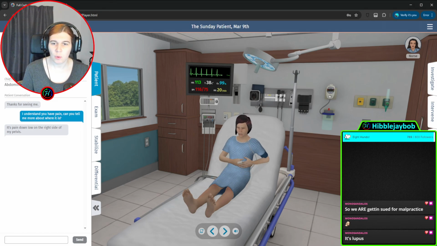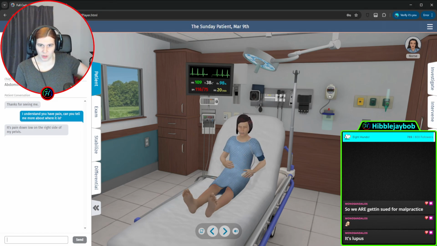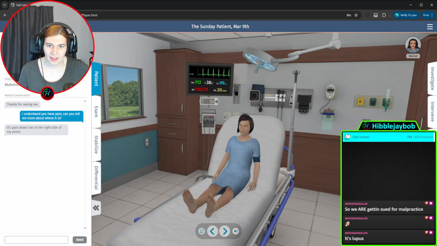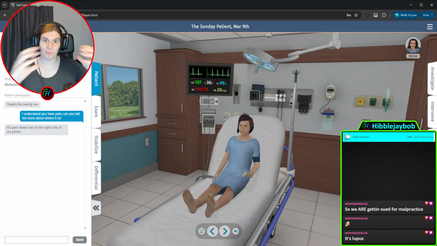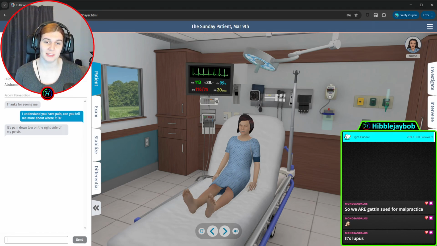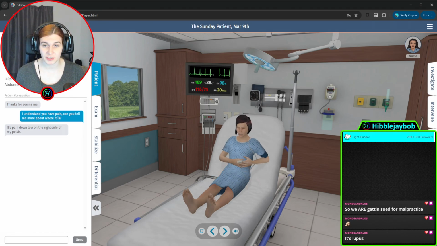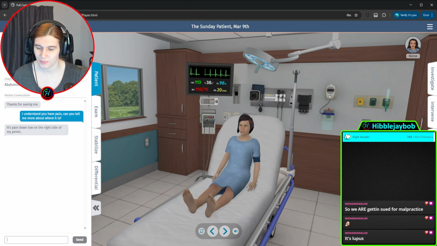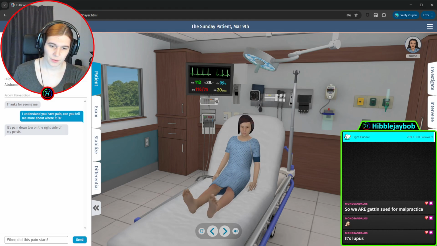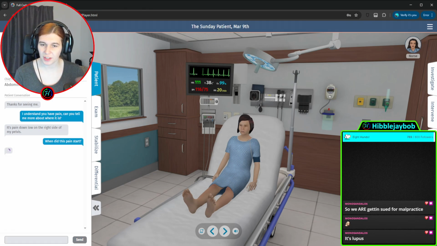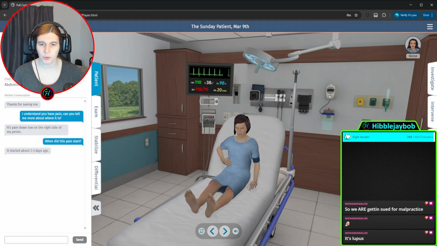So it's pain down low on the right side of the pelvis. Not even abdomen, it's below that. It's quite far down. One of the tools that I'm going to use just now is called SOCRATES, which is a way of assessing pain in a quick but consistent way. It's an abbreviation. S stands for site. O is onset. When did this pain start? So we think about 2 days. It started about 2 to 3 days ago.